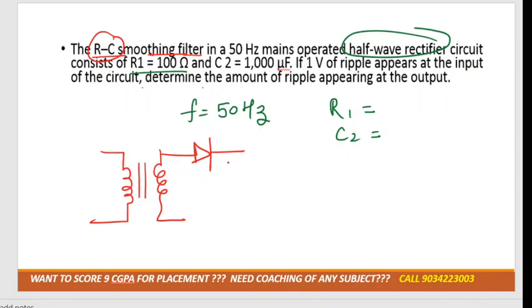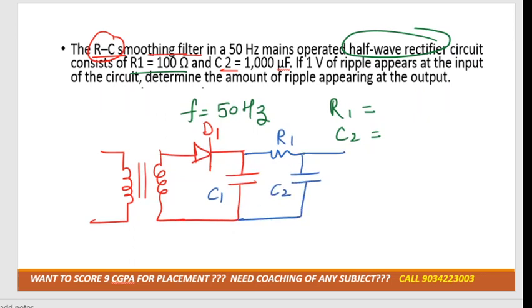In the half wave rectifier, remember we use only a single diode, right? As they said C2, there must be two capacitances. One is C1 and the resistance R1, and the other capacitance would be C2. Then we connect the load resistance, right? This is the load resistance we can connect over here.